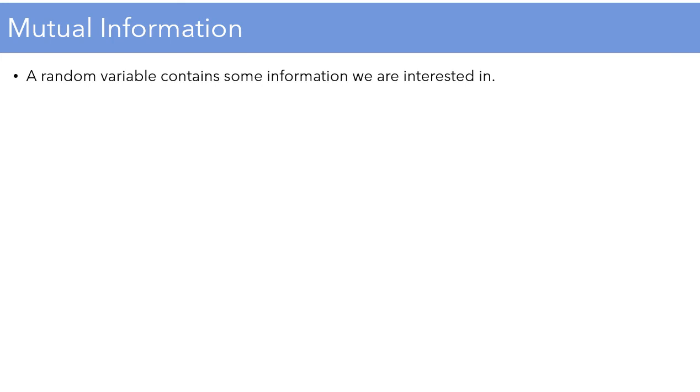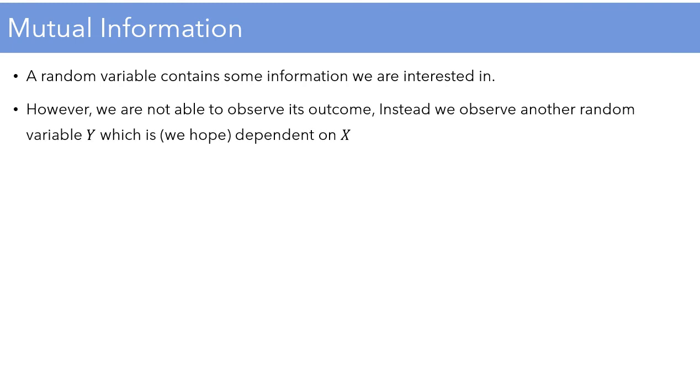Now we also talk about mutual information. So a random variable x contains some information we are interested in. But suppose we are not able to observe that random variable. What we observe is another random variable y, which we hope is dependent on x, right? If it is not dependent, then of course it's hard to guess anything about x. So now the question is, if y and x are somehow dependent, how much information can y tell about x?